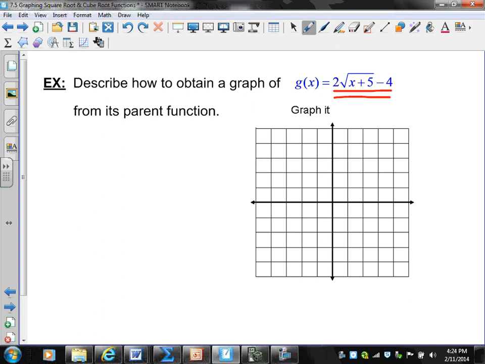So working from inside out, we're going to have 3 things here. The first thing that happens is that plus 5, right? If you start with x, first thing we do is plus 5. That means we're going to go left 5. The next thing that happens is this multiplying by 2. So that's going to be a vertical stretch, factor 2.